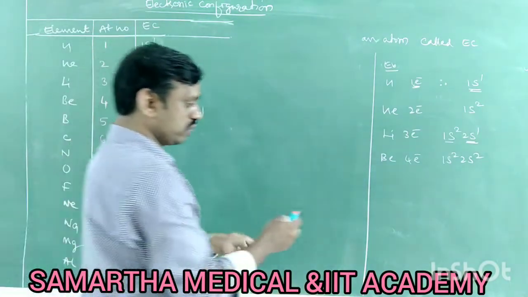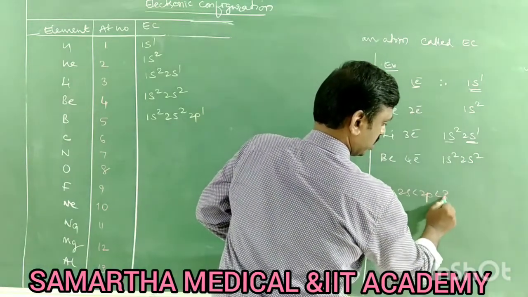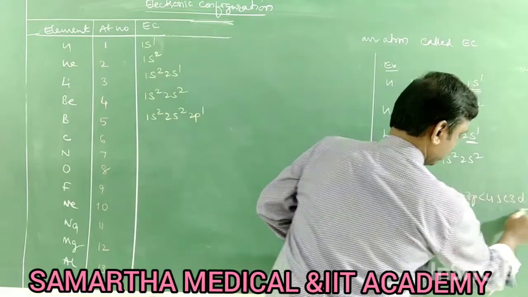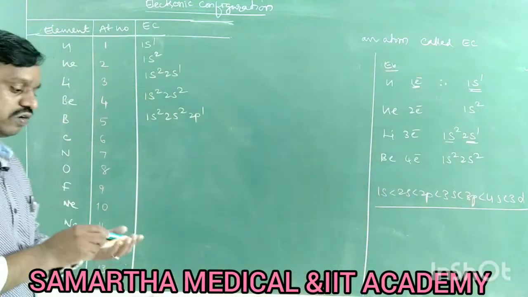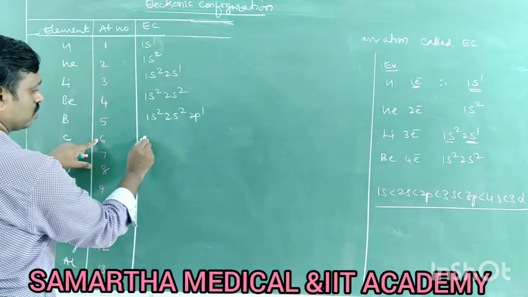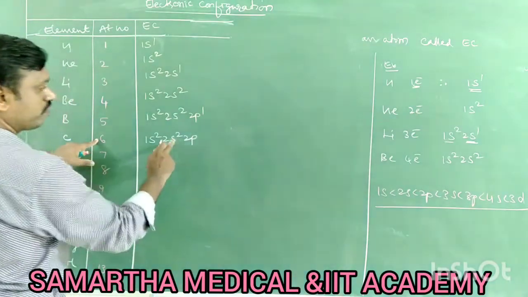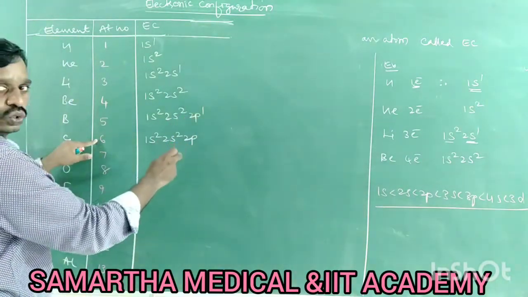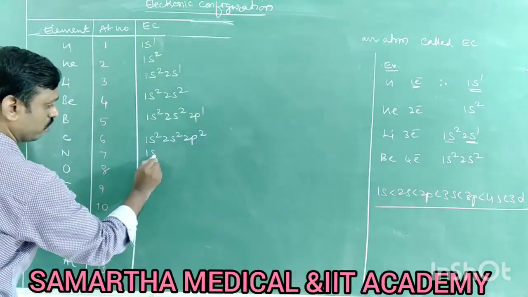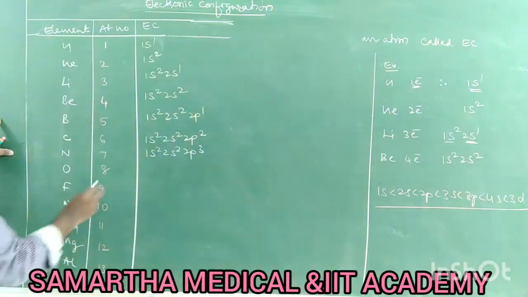So this is the order: 1s is first, then 2s, then 2p, then 3s, then 3p, then 4s, then 3d. In this order electrons are entered. Next is carbon. It has 6 electrons: 1s2, 2s2. Then after 2s, electron enters into 2p, that is 2p2. Next, nitrogen: 1s2, 2s2, 2p3, 7 electrons.